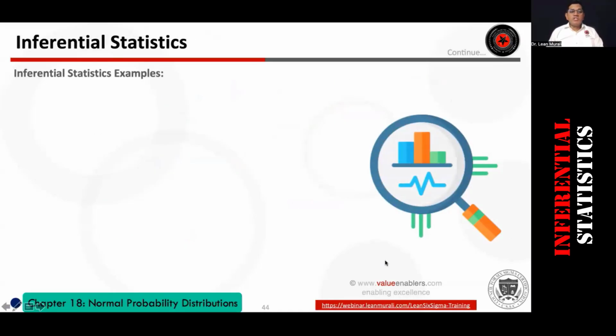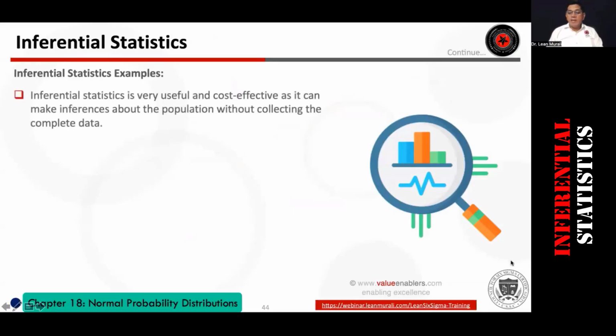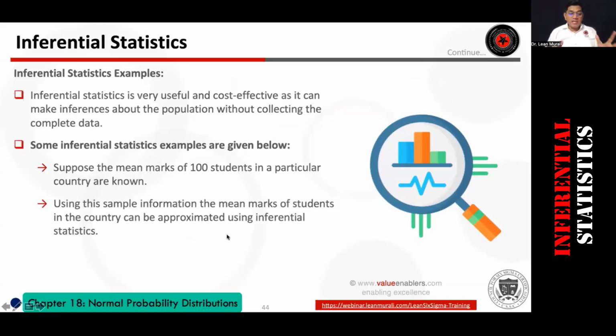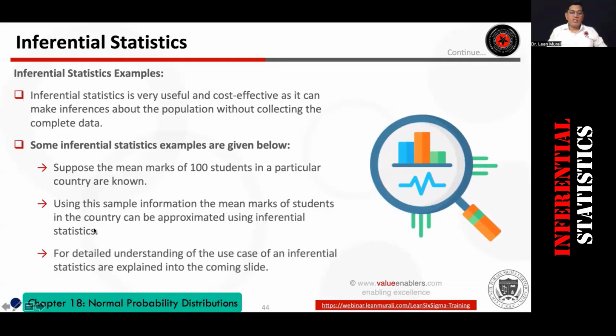So inferential statistics examples can be n number. I'll quickly share with you a lot of examples. Suppose the mean mark of 100 students in a particular exam in a particular country is known. Using the sample information, the average marks of students in the country can be approximated using inferential statistics. That's what they also say, no? Your IQ levels also have a parameter by which they infer that the country's IQ level is so much, the state IQ level is so much, the college IQ level is so much. All of them are based on inferential statistics.